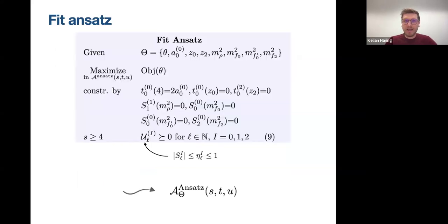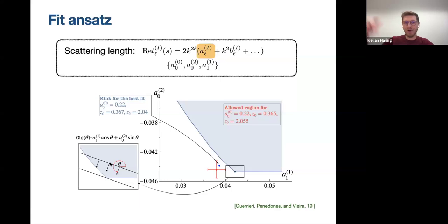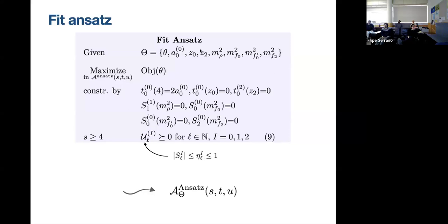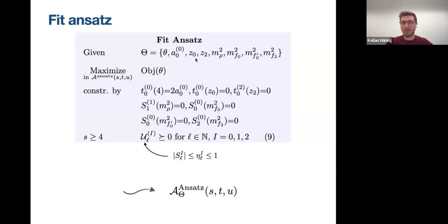At the end of the day, the fit ansatz is the following. You choose a set of chiral zeros, one scattering length, and this angle along which you maximize. You fix some values of resonances. Then you maximize in this ansatz this objective, which is a linear objective, so it will likely go to this kink, with these constraints fixed, imposing the target. At the end of this procedure, you get an amplitude which depends on this choice of parameters.